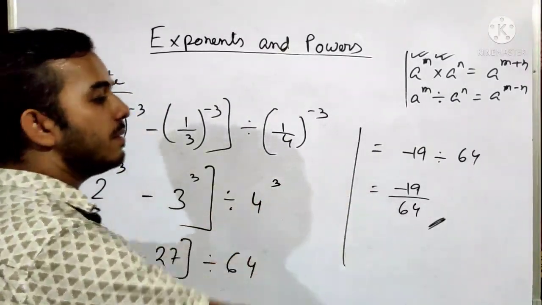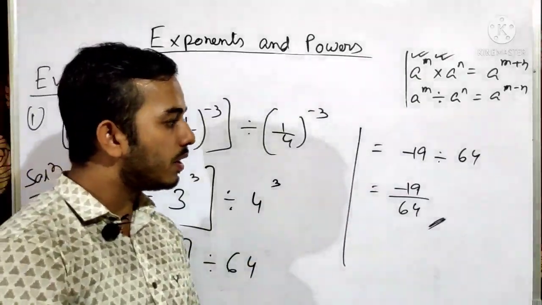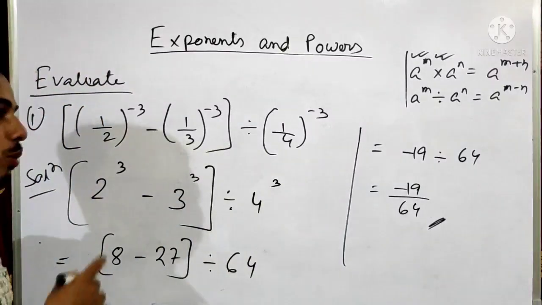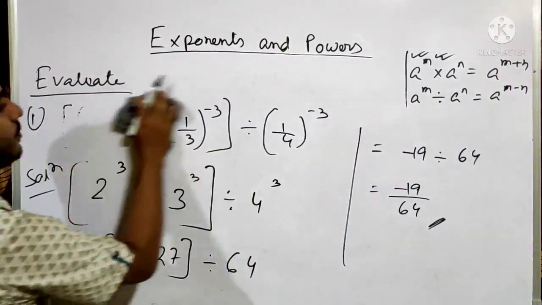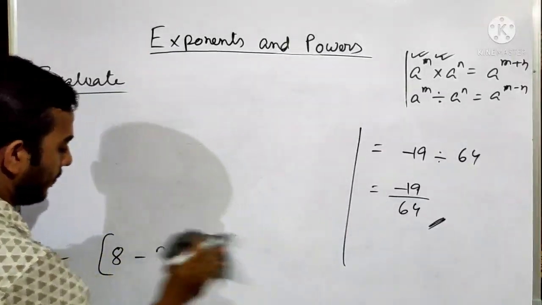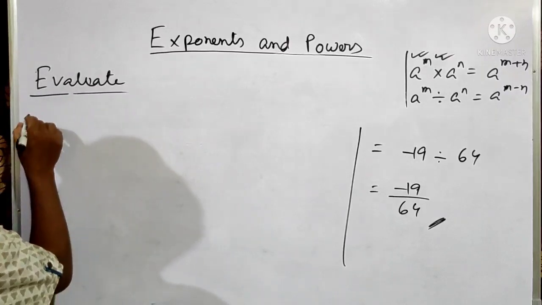Then this is the simplest form, isn't it? Now can we express it or solve it any further? No. Clear? Let's do one more, and I hope you will be more clear. Very easy questions, okay? These are the very easy questions. Let's solve one more, number 2.